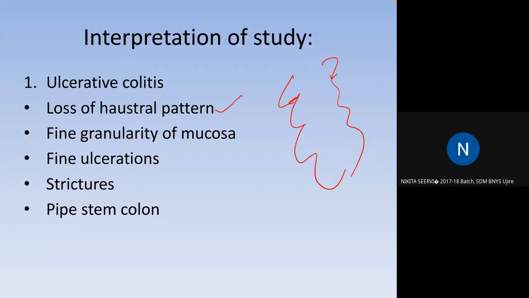Yeah, exactly. What is taenia coli? It's bands, not ligaments. They are tightening things, those are the taenia. Okay, no problem.